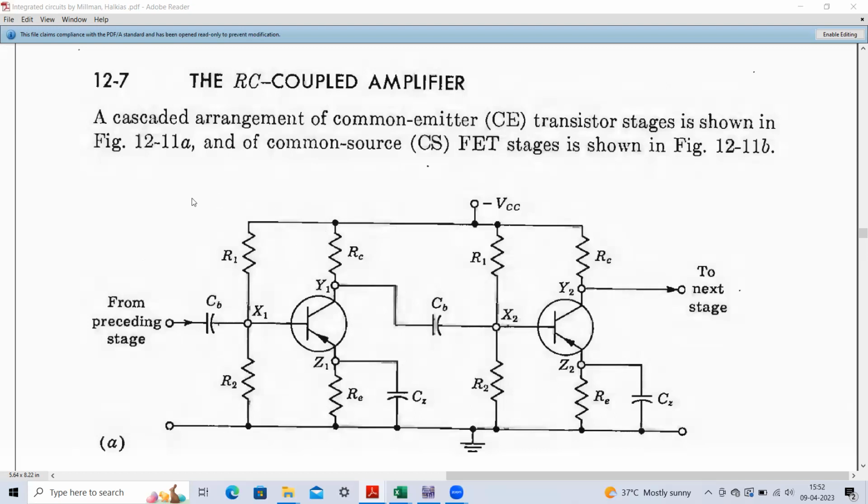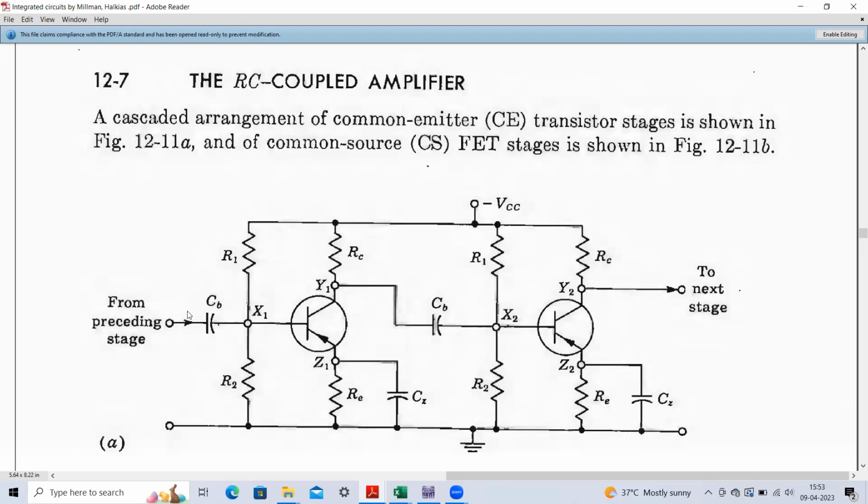So here you can see it is a multi-stage amplifier in which we have two different stages. This is our first stage of the transistor, which is connected in the common emitter configuration. And this is another stage which is cascaded. In this particular video, we have to learn how the frequency response of this single stage common emitter amplifier can be obtained.